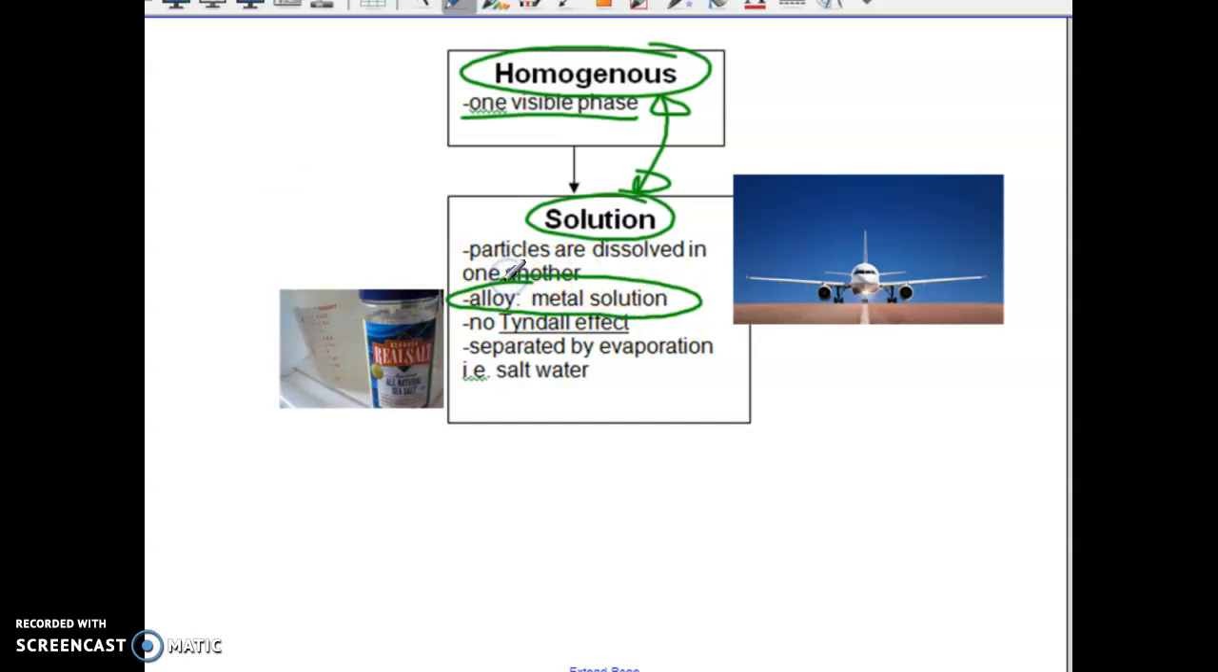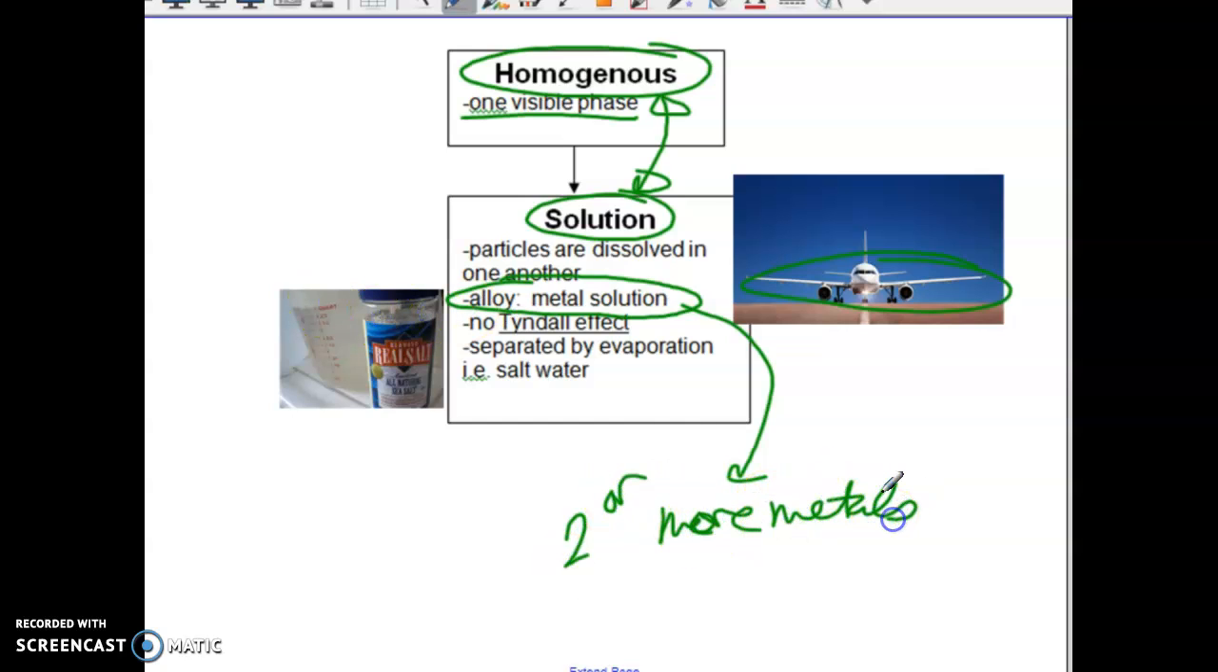Now, solutions can also involve solids dissolved in other solids. Okay, so for example, an alloy. So the term alloy means that you have a mixture of metals that have been essentially melted down and mixed completely together. So it's two or more metals that have been mixed.